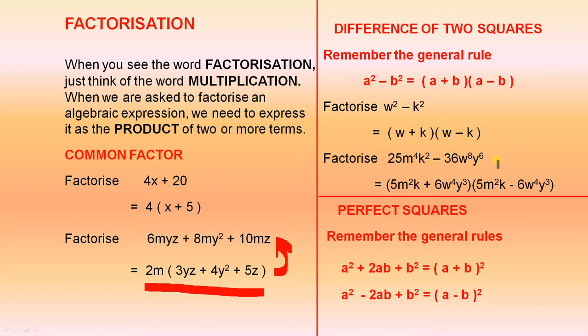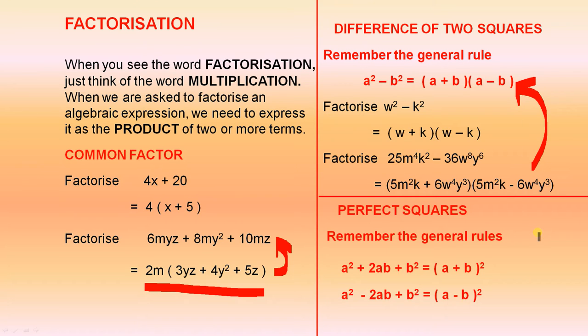If we're asked to factorise this expression here, that's a squared minus b squared. So the a part is 5m squared k, because when you square that, that gives you 25m to the fourth k squared. And the b part is 6w to the 4y to the power of 3, because when you square that, you get that. So the answer is this plus that, this minus that. It's exactly the same rule as we have there.